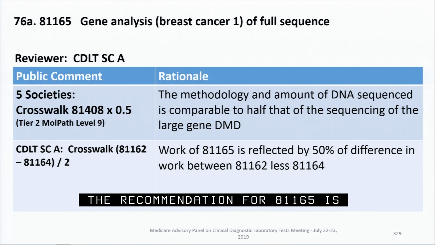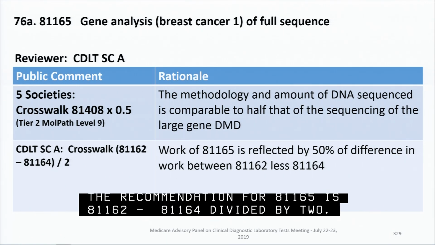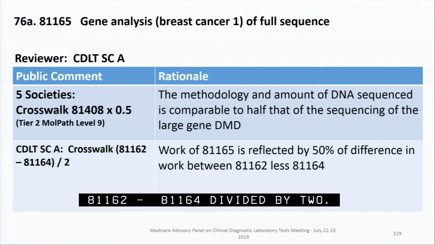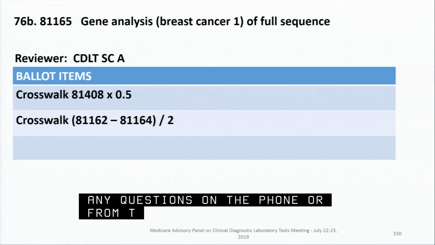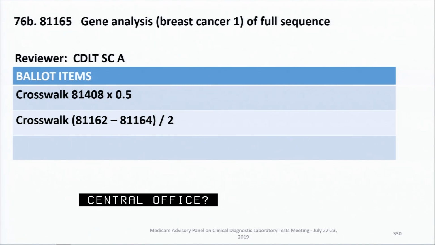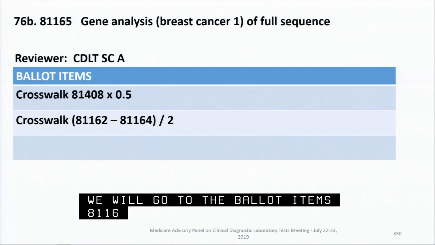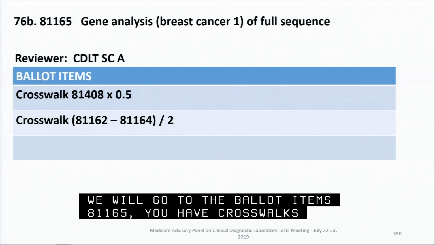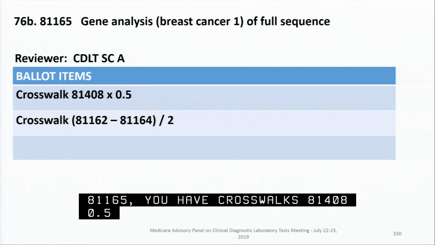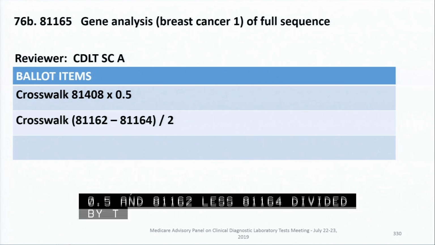Thank you. Any questions from the folks on the phone? Hearing none. Any questions, comments from the folks here at the central office? All right. So we're going to go to the ballot items. For 81165, your crosswalks are 81408 times 0.5, 81162 minus 81164 divided by 2, maintain last year's crosswalk of 81406, and then there's gap fill. Please cast your votes.